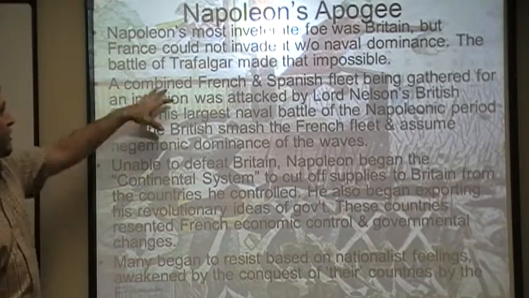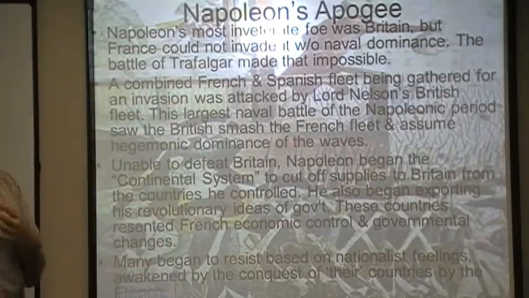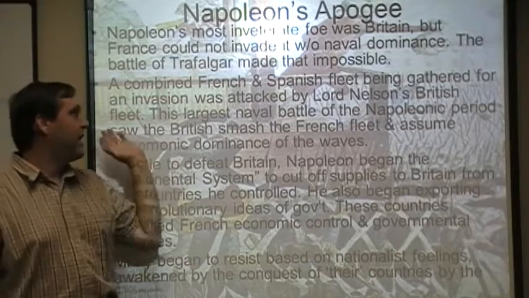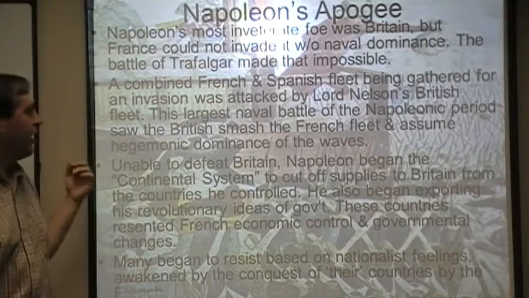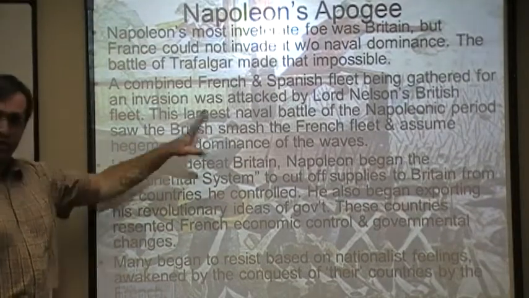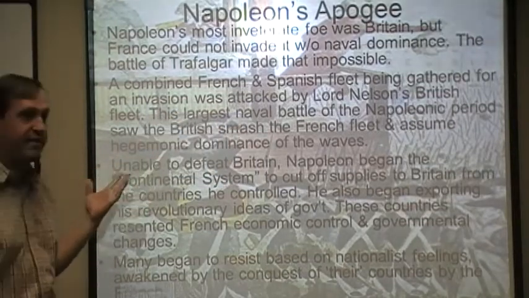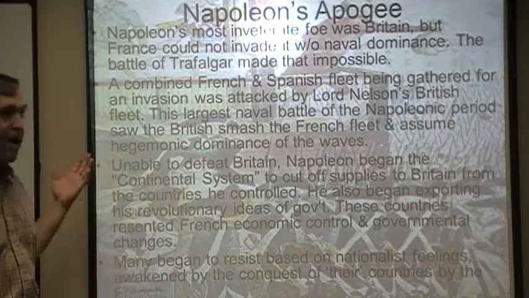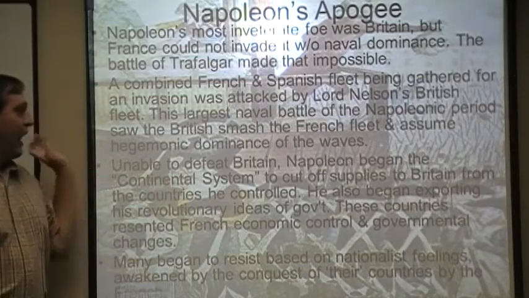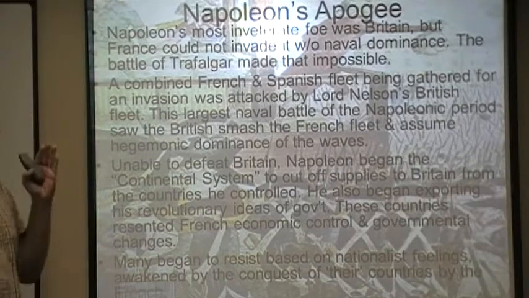All right? What you got in the battle is a combination of a French and Spanish fleet. And they've been gathering here, at least in part, to be the invasion force, but they were attacked by Lord Nelson's British fleet off the coast of Spain. This is the largest naval battle in the Napoleonic period. It's also the largest battle period of the age of sail, before ships were made of metal and used internal combustion to drive them. And what's going to happen here is Nelson is going to form his flotilla, his fleet, into two columns.